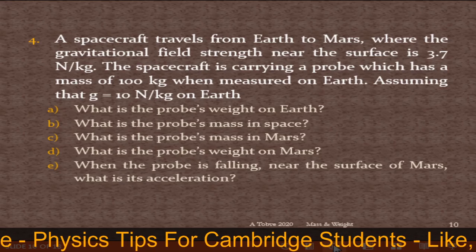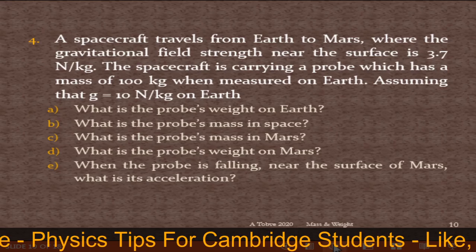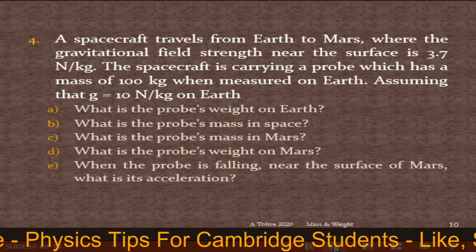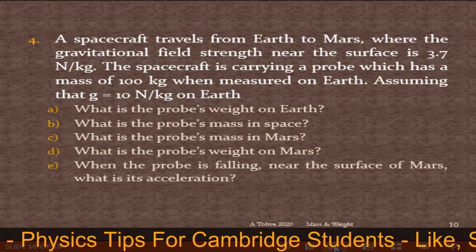B, what is the probe's mass in space? So mass is the quantity of matter in an object. It does not change wherever you go. So the answers for both B and C would be 100 kgs because it does not change.